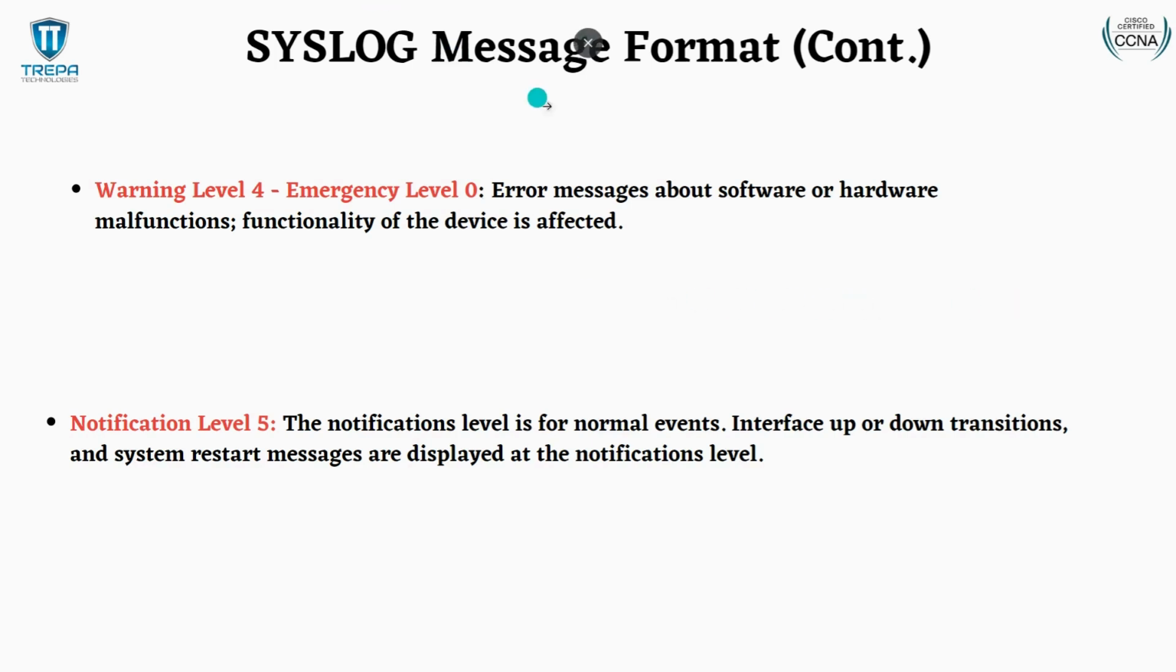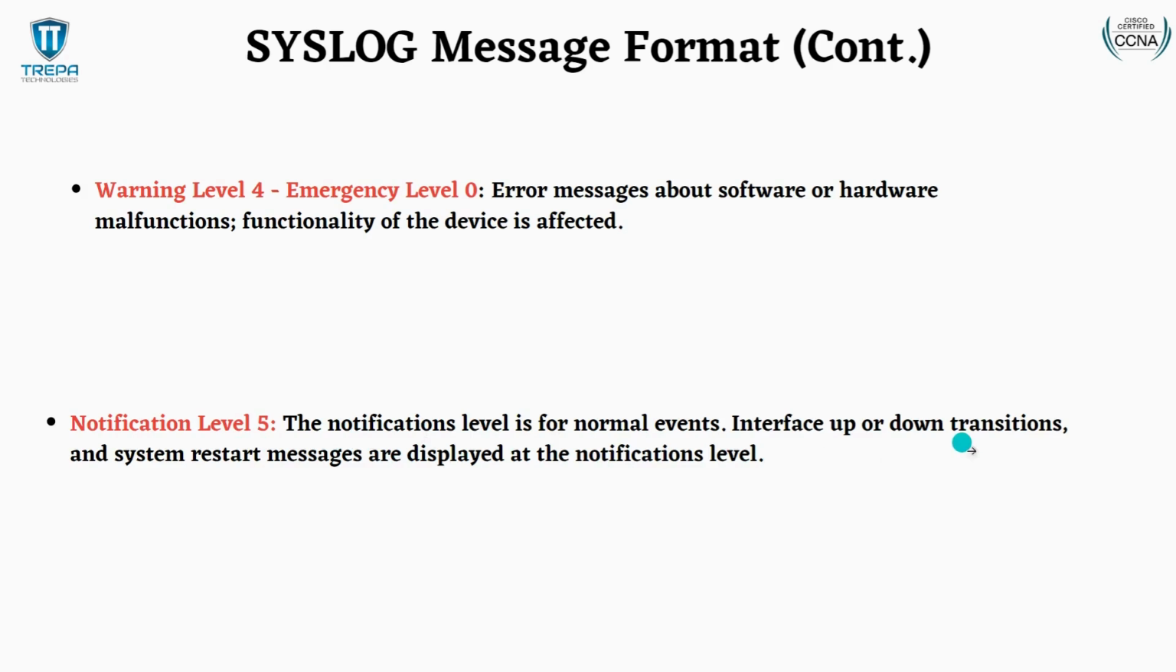So now let's go over the Syslog message format. Levels 4 through 0, again, are the ones that affect our systems the most. These are going to be error messages about software or hardware malfunctions. And that means the functionality of that actual individual device is going to be affected when you see anything from level 0 through 4.